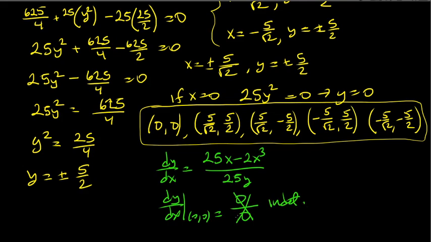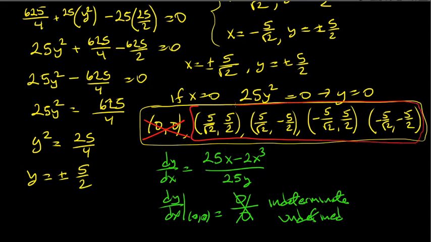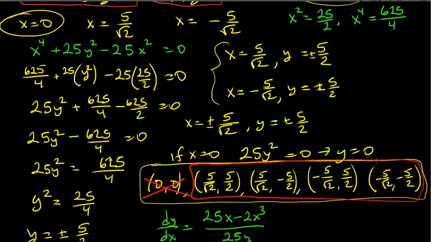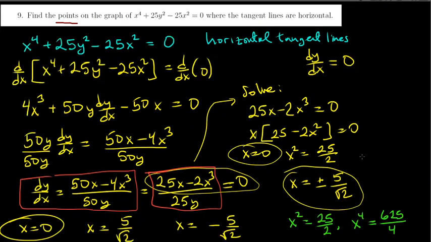Indeterminate, undefined, it's not a number. So there is no slope at 0, 0. Right? The slope is not 0. 0 divided by 0 is not 0. Could be anything, right? It's indeterminate. Same thing as undefined in this case. It's not a number. Okay, so for that reason, 0, 0 is not one of those points. It's just these 4 here. Okay, so that's the answer to number 9.